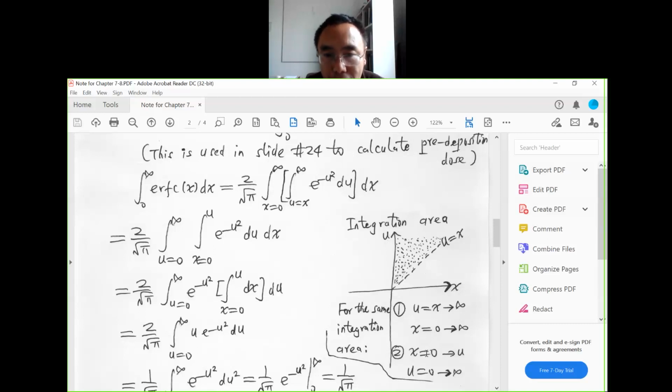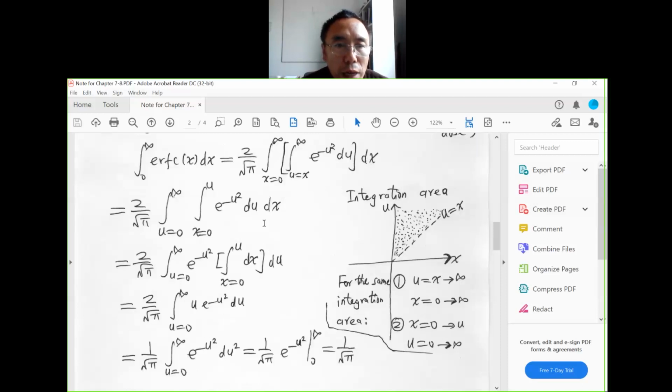Now here we can see x is from 0 to u, and u is from 0 to infinity. So we have the same area. Then you can see here x equal to 0 to u, u equal to 0 to infinity.